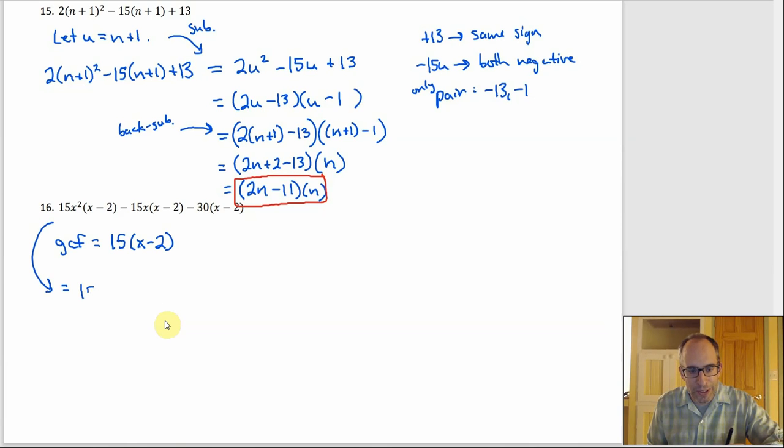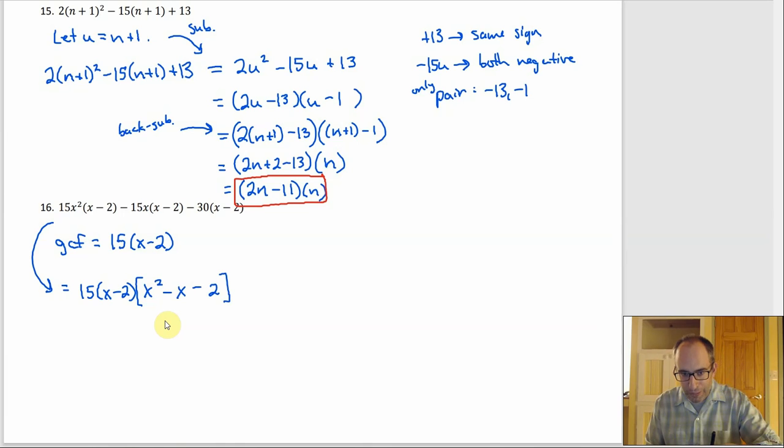We're going to have 15 times x minus 2, and then we're going to have what's left over. I guess to make it more distinct, I'll put it in brackets. So we'd have x squared from the first term minus x from the second, right? Because the 15 times x minus 2 is already factored out. And then minus 2. Okay, well, factoring this isn't so bad, right? Because then you need a pair of factors of negative 2 that add up to negative 1.